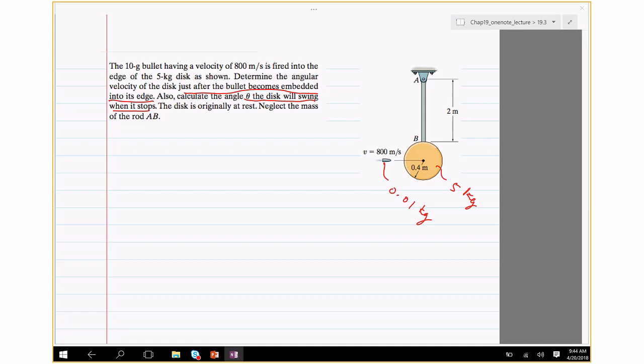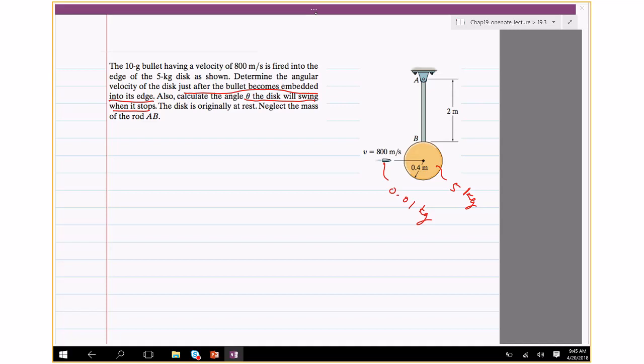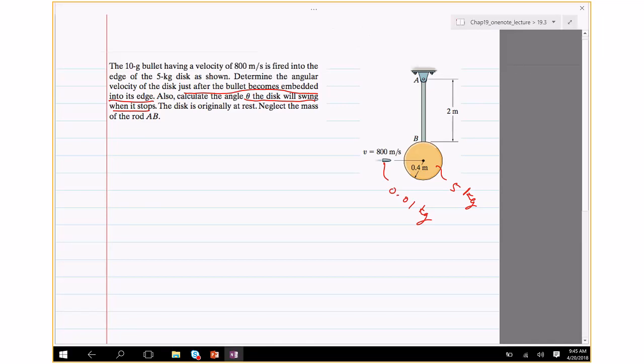Okay, so when the bullet hits, the bullet is going at a very high speed. It's going to hit and penetrate the disc, because of which the so-called pendulum is going to have a velocity, right? You're going to find that velocity, and then it's going to swing at an angle and come to a stop. You're going to find that angle. Okay, so how do we solve this?